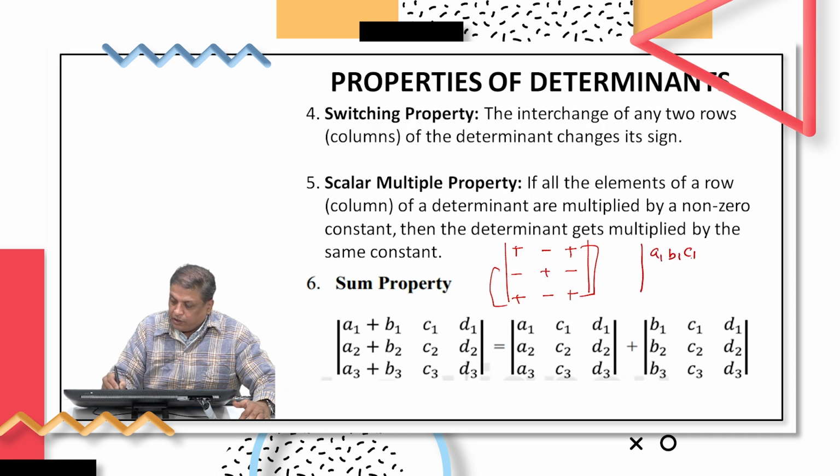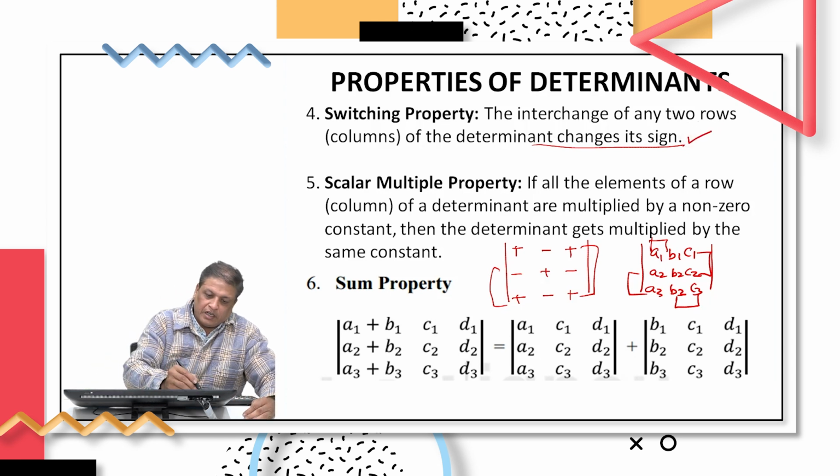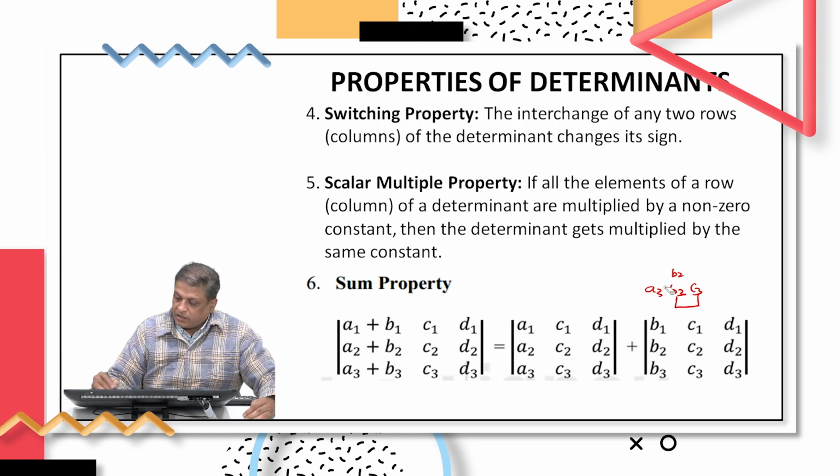So if we have A1 B1 C1, A2 B2 C2, A3 B3 C3, and we interchange these two rows or these two columns, then the sign will change. We will go into further details when we solve the numerical examples in the upcoming sessions and slides. The next important property is the scalar multiple property, which says that if all the elements of a row or column of a determinant are multiplied by a non-zero constant, the determinant gets multiplied by the same constant.